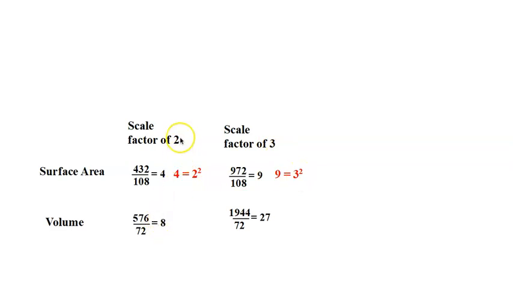With volume, to get from 2 to 8, well, that's 2 times 4, so that would be 2 times 2 squared, which is 2 cubed. And the same thing works here. 3 times 3 squared, right? 3 times 9 is 27, so that's 3 cubed. And this is the pattern.